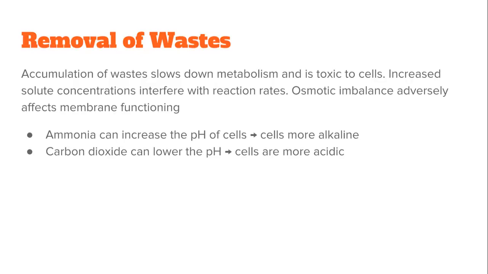When we're talking about the waste building up, so the nitrogenous waste, usually we talk about that as being ammonia. If there's too much ammonia in a cell, it can increase the pH of the cell, making the cells become more alkaline. And if there's too much carbon dioxide in cells, it can lower the pH, meaning the cells become more acidic. And we know that outside the optimal pH ranges, cells can't carry out that metabolism at the rate at which we would like it.